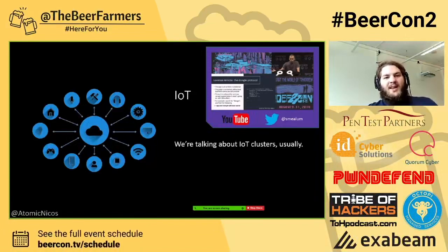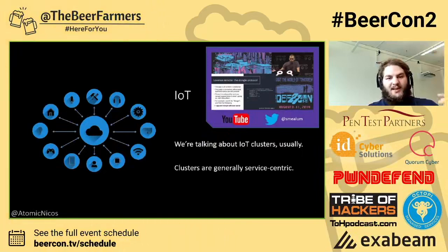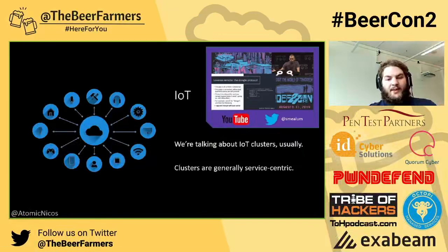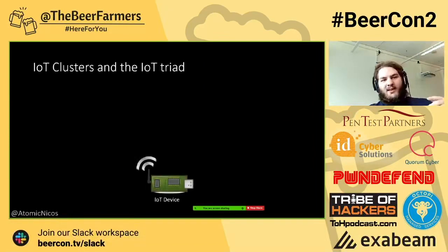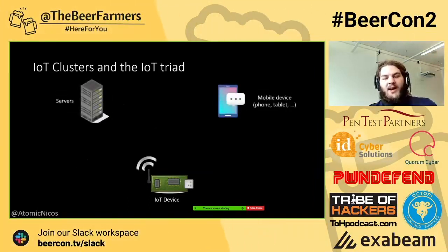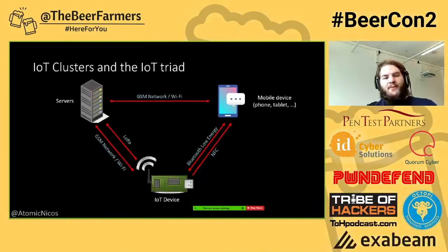An IoT cluster is usually a cluster of IoT devices which are service-centric. They all do usually one to a few things. For example, we can talk about an IoT sensor grid that measures carbon monoxide levels in the city streets. These IoT clusters kind of form the IoT triad, where your IoT devices will connect to mobile devices or servers or whatnot via certain forms of communication, such as potentially GSM networks, Wi-Fi, long-range radio frequencies, Bluetooth, NFC, and the like. There's multiple options.